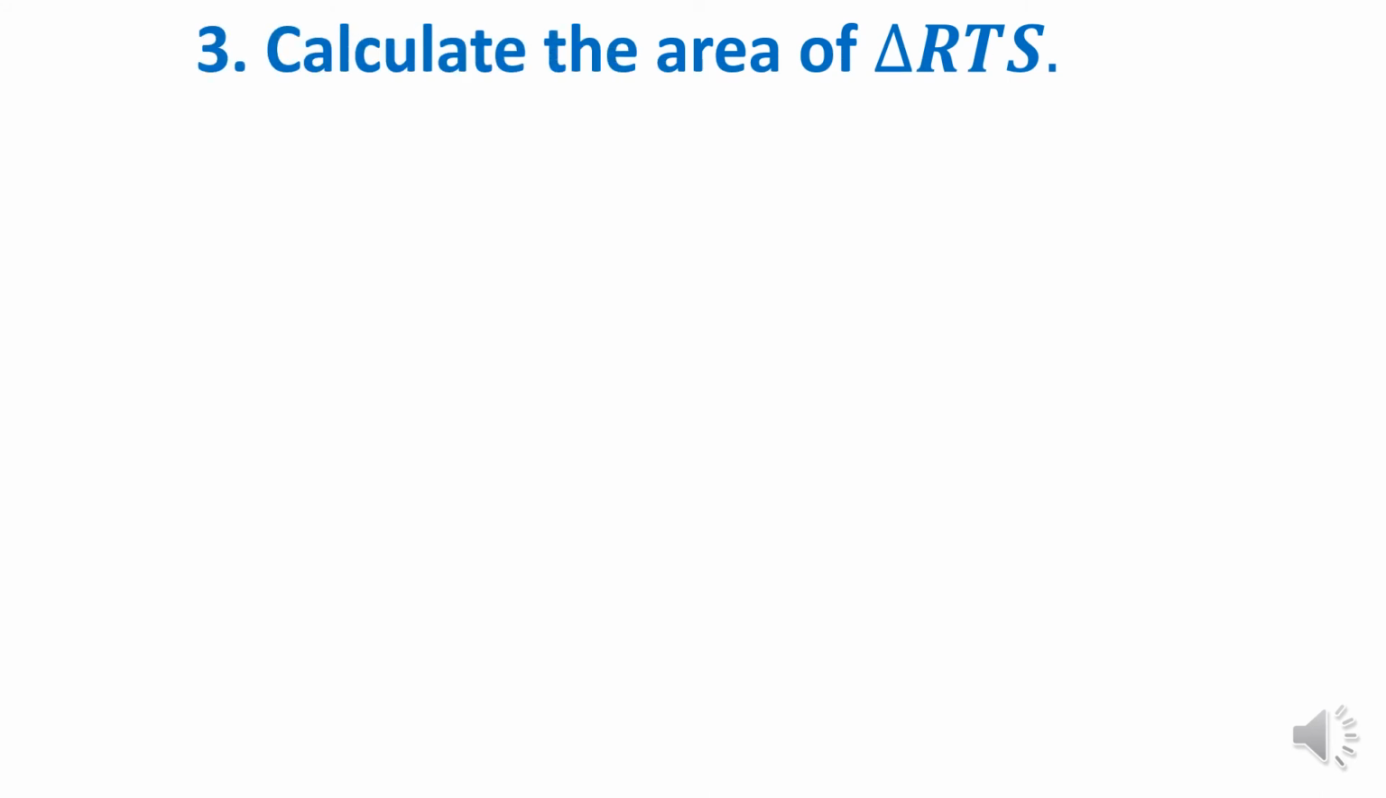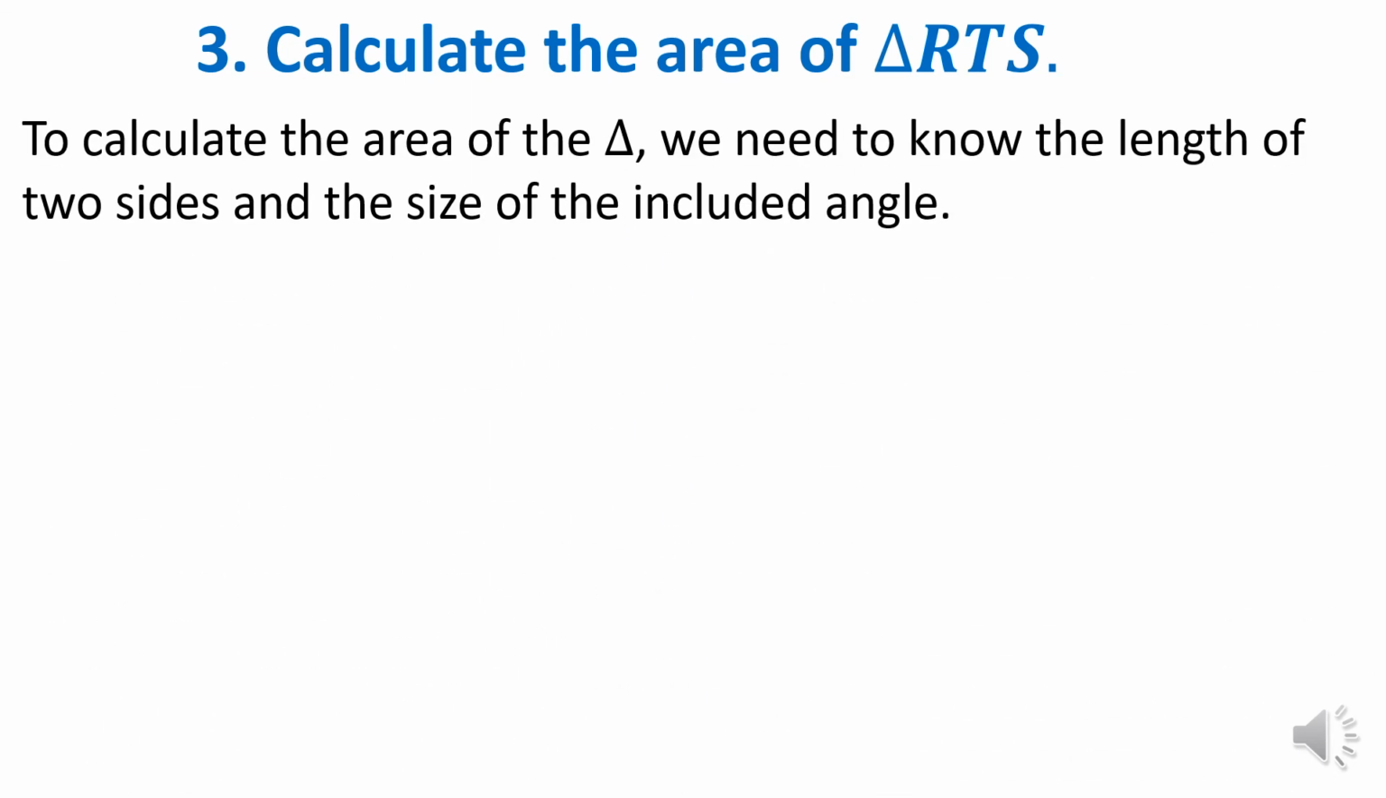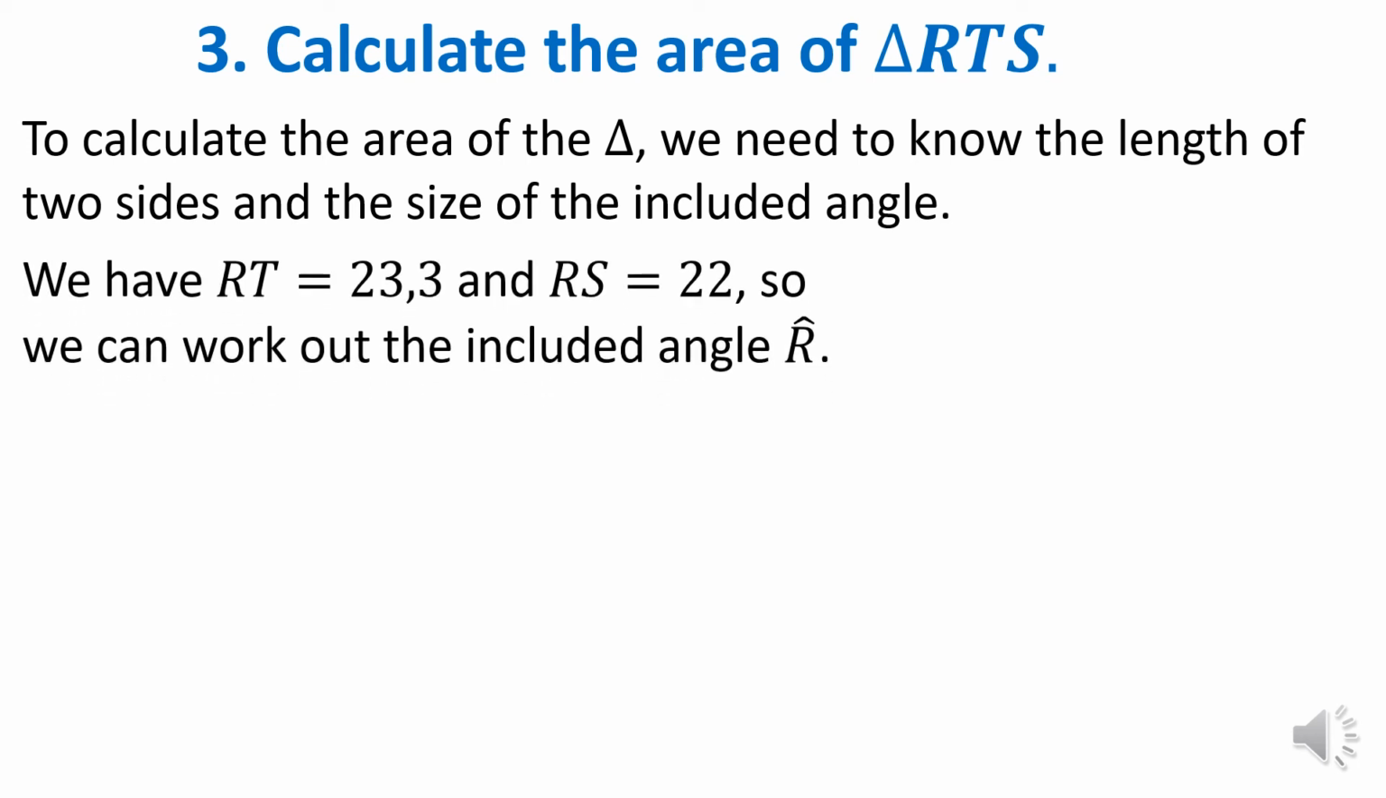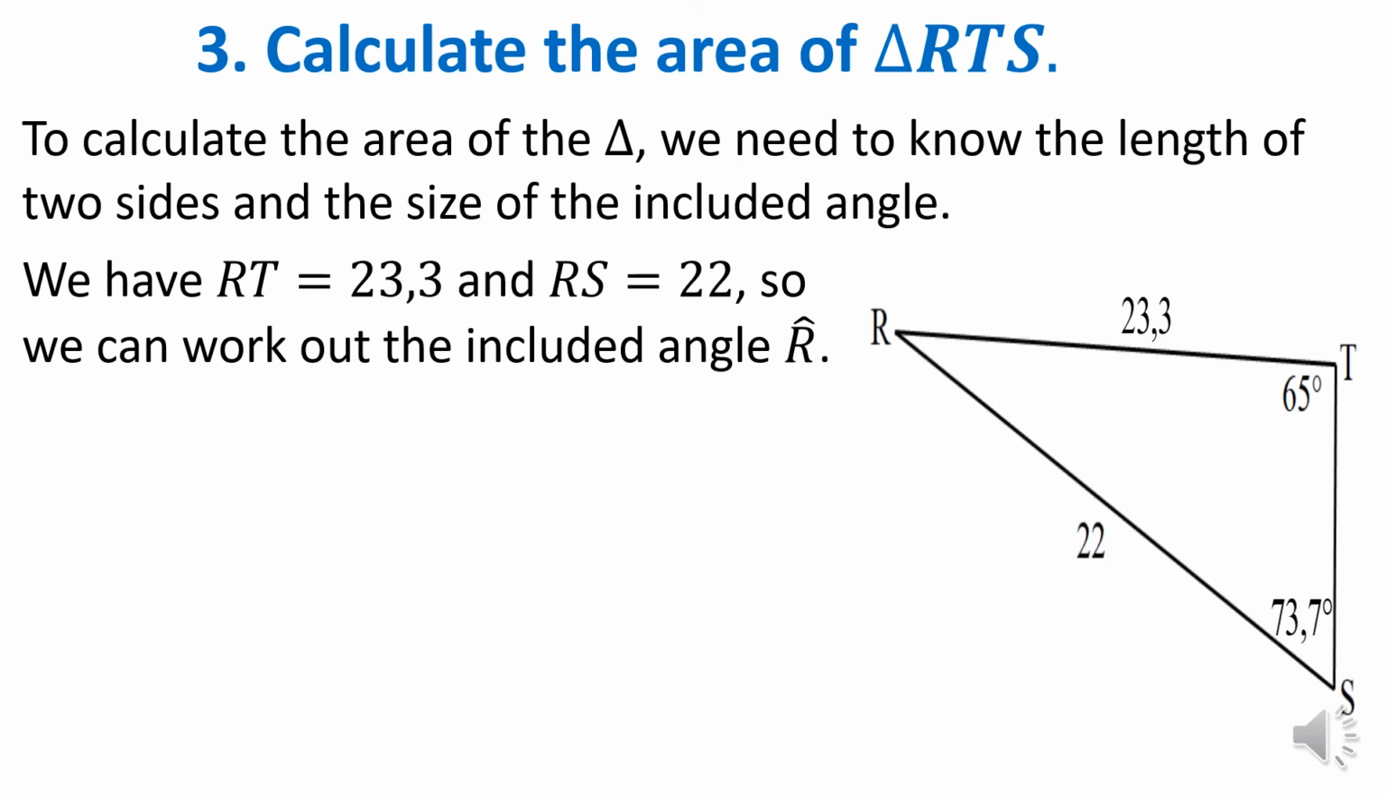Number 3 states, calculate the area of triangle RTS. To calculate the area of the triangle, we need to know the length of two sides and the size of the included angle. We have RT, which is equal to 23,3, and RS, which is equal to 22. So we can work out the included angle of R. This is the way that your diagram should now look, and we are focusing specifically on the triangle RTS.